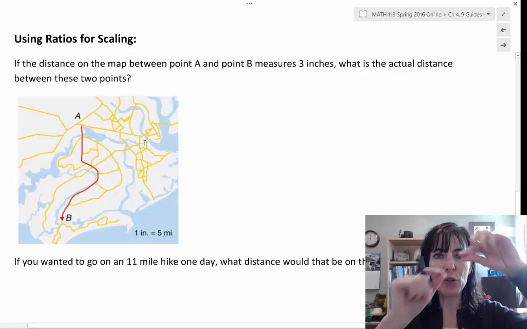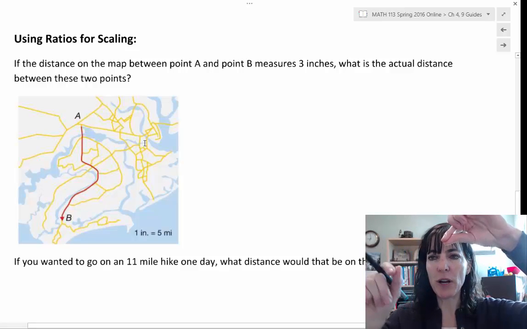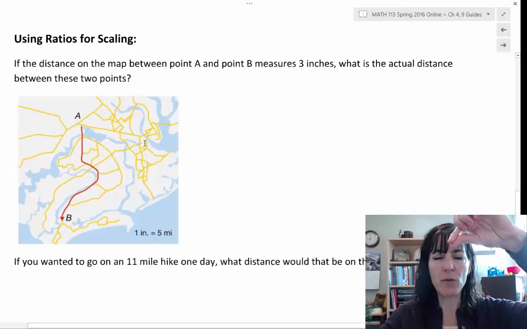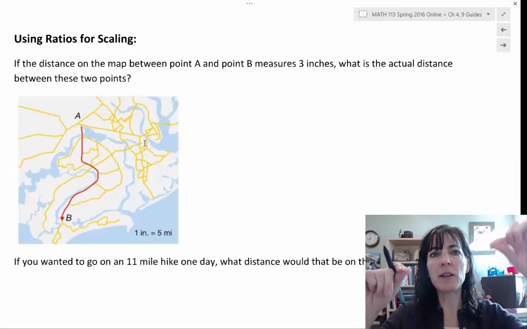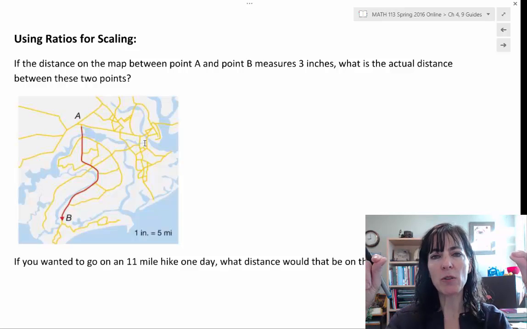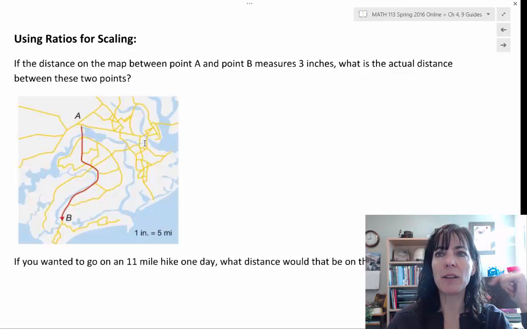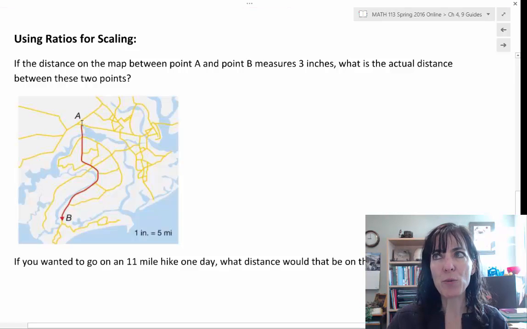And usually what you would do is take a string and trace out the path so that it follows the path exactly, and then take the string off and measure how long the string is. And that's how you find that this distance here is 3 inches between these two. And then down on the right, you can see we have a scale, which tells us for each inch, that represents 5 miles on the ground. Okay, and that's a scale.